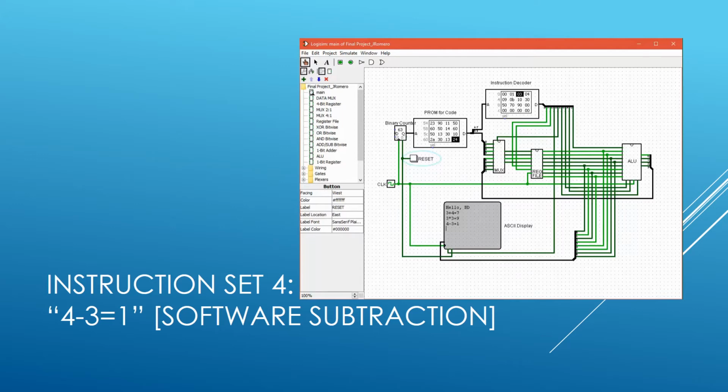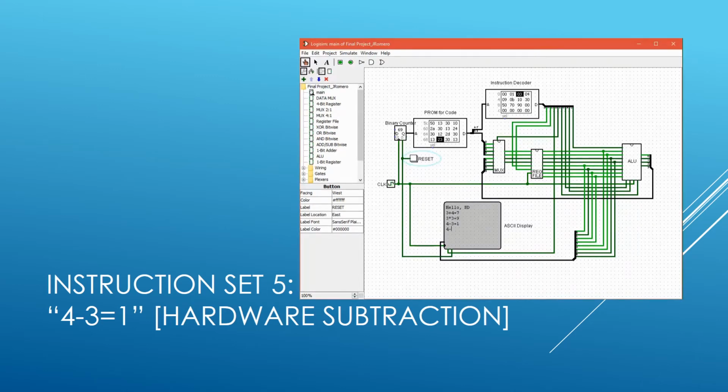Initially, my results were 4 minus 3 equals 5, which made me look into what was going on in the register file, but it turned out it was the ALU. But I did learn a lot from troubleshooting this, including how the ALU actually computes, and that even minor inappropriate connections do not give you the correct results. And the final set of instructions, the fifth, does the exact same calculation, but instead uses the hardware subtraction inside the ALU, which is 4 minus 3 equals 1.